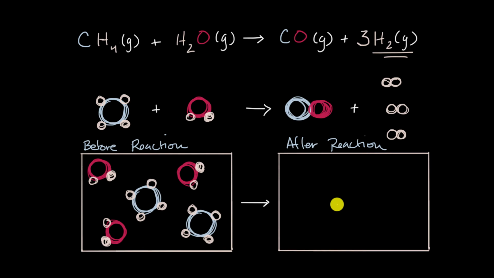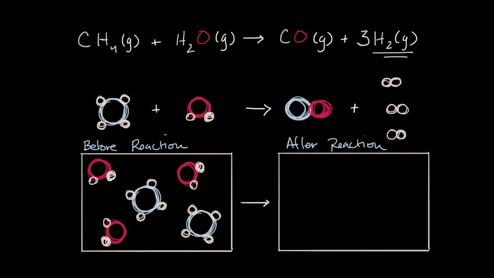And I encourage you, like always, pause this video and see if you can have a go at that, maybe with a pencil and paper, or at least just try to imagine it in your head before I do this with you. All right, now let's do this together. Now, we know that for every methane and every water, we're going to produce 1 carbon monoxide and 3 molecular hydrogens. And each of those molecules of hydrogen have 2 hydrogens in them.